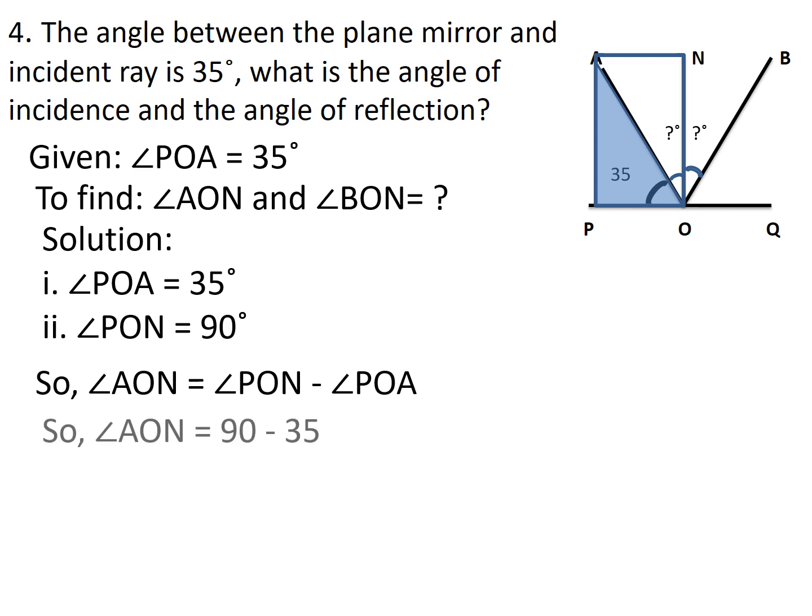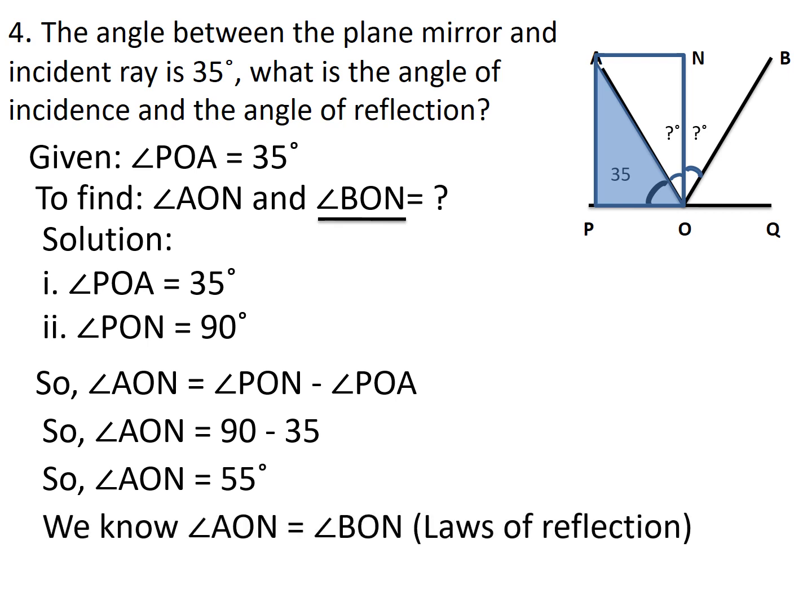So let's substitute the values. I have therefore angle AON is equal to 90 minus 35. That is what I showed you in the form of the triangle that I have shown in blue in the diagram. Okay, 90 minus 35. So angle AON is 55 degree. Okay, were we supposed to find only angle AON? We have got AON, that is 55, but we also have to find BON. So angle BON, for that we know that angle of incidence is equal to angle of reflection.